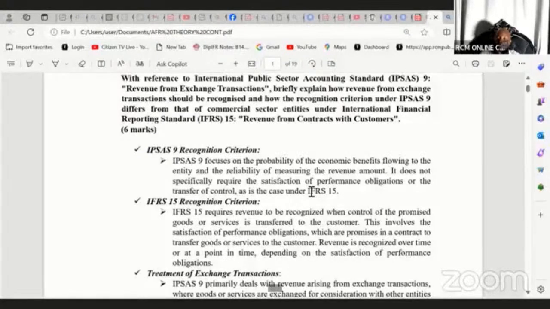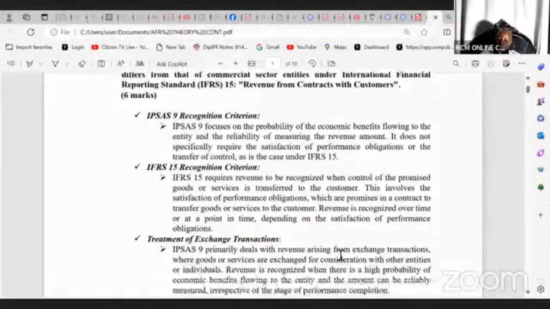I will explain. But first of all, allow me to read. IFRS 15 recognition criterion. IFRS 15 requires revenue to be recognized when control of the promised goods or services is transferred to the customer. This involves the satisfaction of performance obligations, which are promises in a contract to transfer goods or services to the customer. Revenue is recognized over time or at a point in time, depending on the satisfaction of the performance obligation.